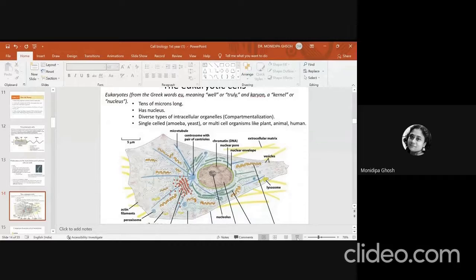Let me zoom in on this one. Now, this is the nucleus. This nucleus has a dark, dense, roundish structure in between. It is called the nucleolus. The nucleus has DNA called chromatin.